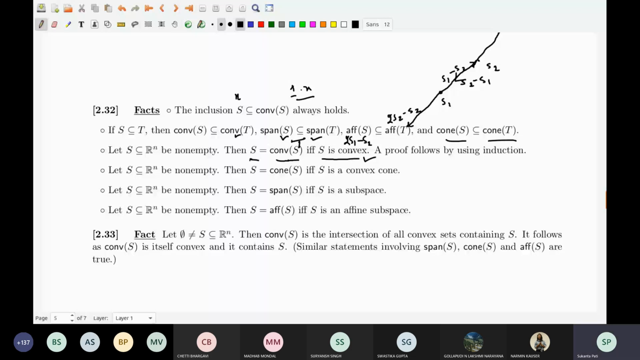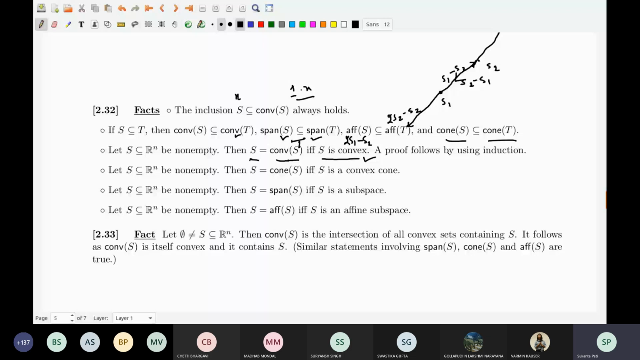The proof follows by using induction. In the definition of the convex hull, we used many points, like lambda 1 x1 plus lambda 2 x2, all convex combinations. But for the definition of convexity, you use only 2 points, the line joining 2 points. So then you say that it holds for 3 points, 4 points, and so on. If you try to write a proof, you will see why the induction is required there. It is routine only.